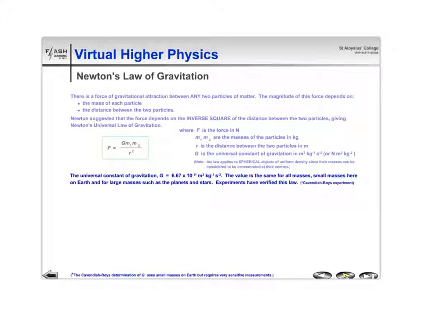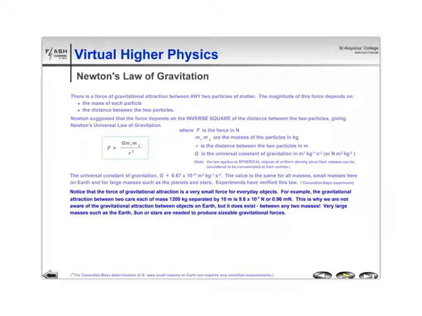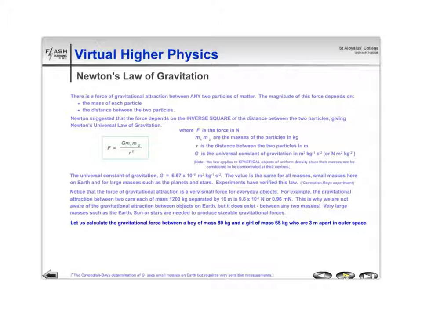Now G is incredibly small, 10 to the minus 11, which means that for small masses on Earth you're not really going to notice these gravitational forces, but they do actually exist between any two masses. It's just that when you've got large planets nearby, they're going to dominate the gravitational forces, and we become more aware of them. The mass of the Earth is 10 to the 24 kilograms, and if you multiply that by 10 to the minus 11, you're going to get more noticeable values.